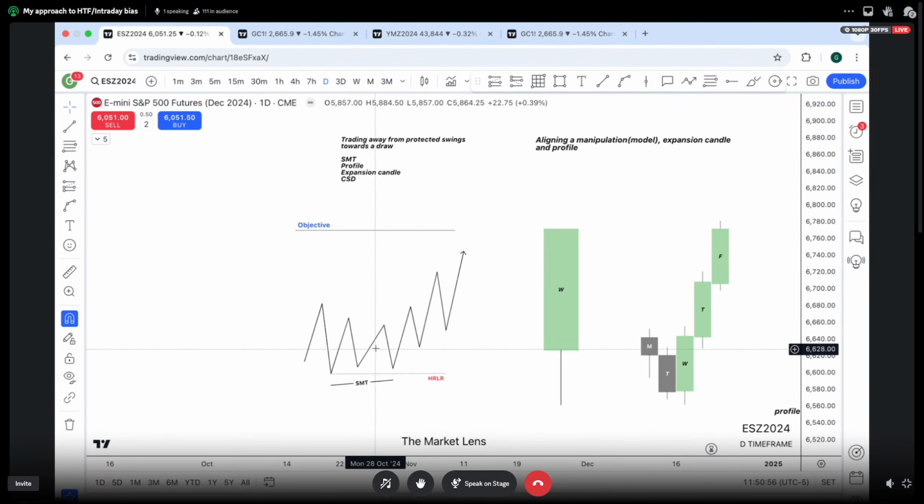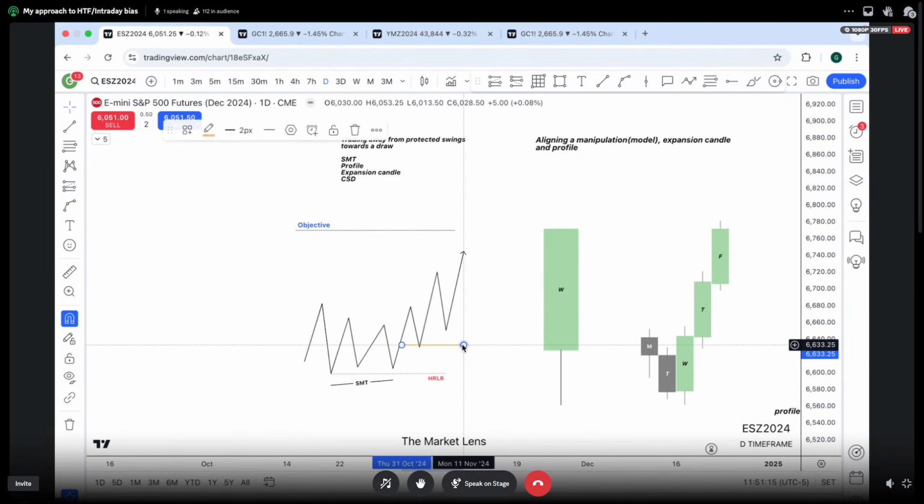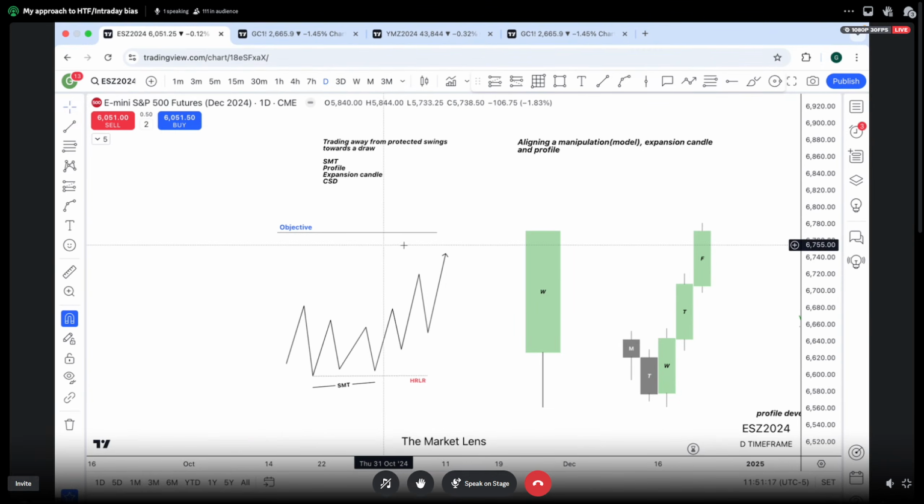So something like this, ideally on the hourly time frame. And then I want to trade the 4-hour candle. Let's say the candle opens up here. I want to trade after this opens. So previous 4-hour candle manipulation, next candle expands. And I'm also aligning this with an expansion candle. It doesn't matter if this is a weekly time frame or daily. It's the same thing.